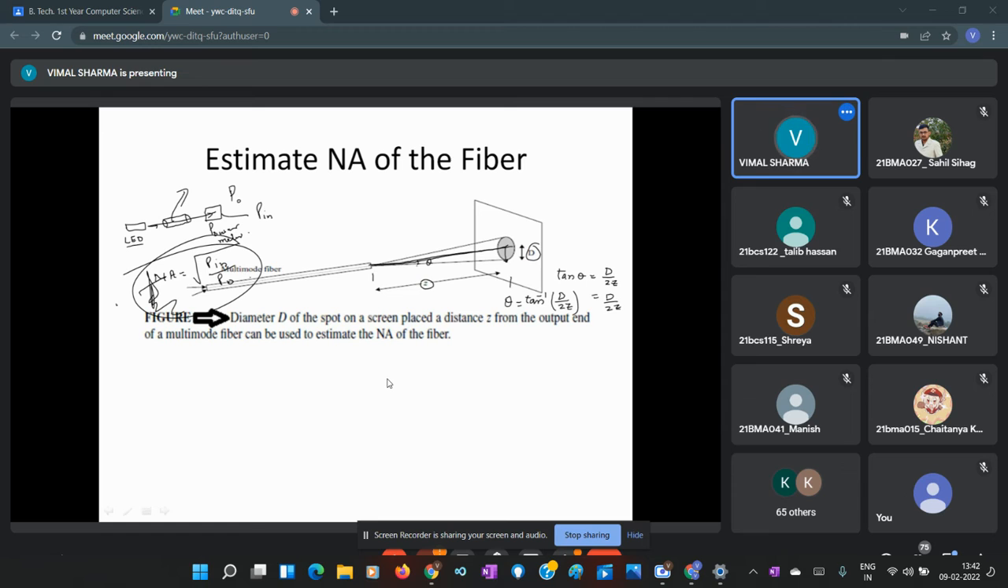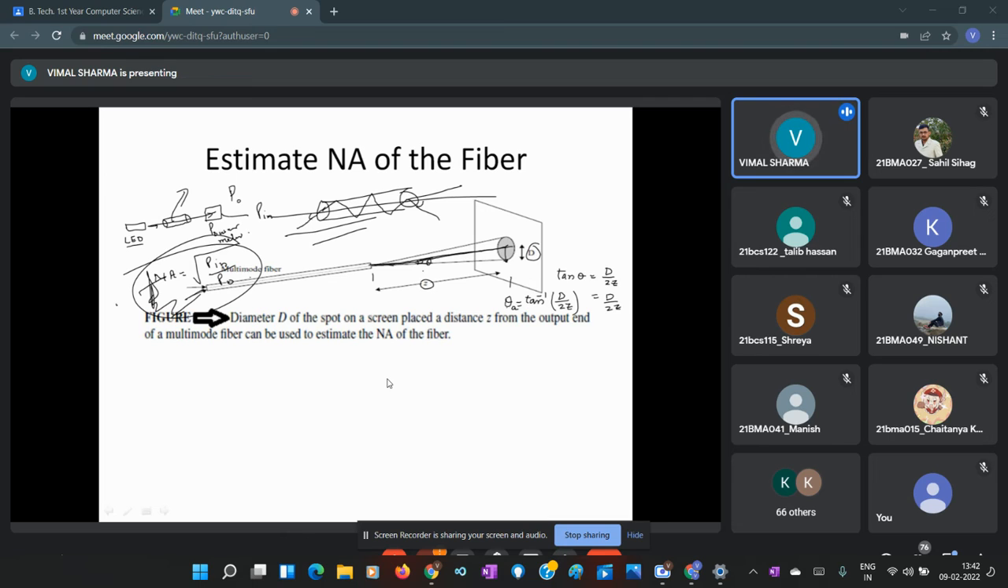What is this theta? Anything launched here at theta angle comes out of the optical fiber at the same angle theta. You can see it from geometry. So we can see that this is the maximum angle. Outside of this, no ray came out, so that means nothing is launched greater than this angle. So this is theta A, the angle of acceptance.